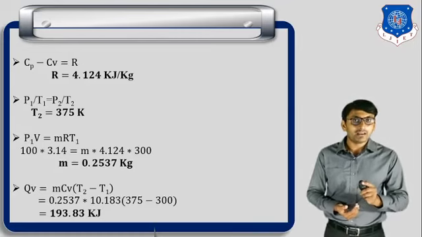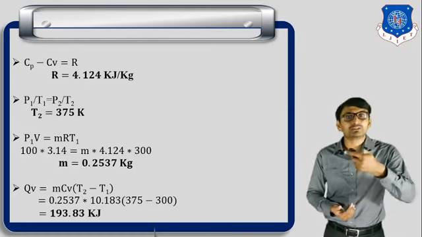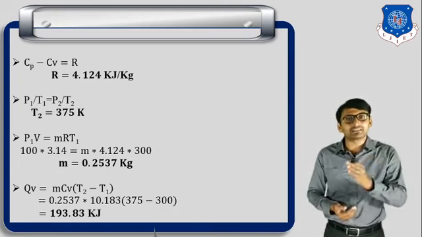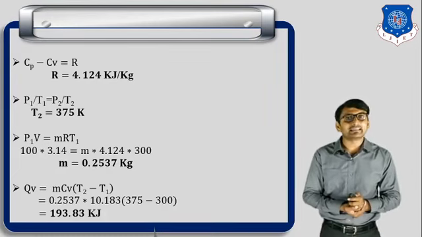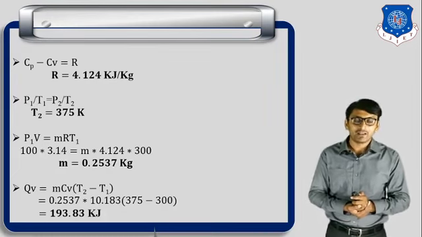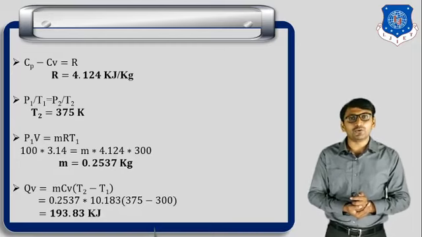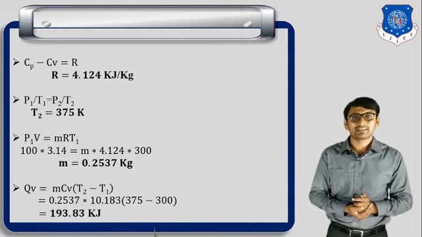Now remember, when heat is supplied to the system, we get plus answer, and when heat is rejected from the system, we get answer in negative value. So this is third example of property of gas. Okay, thank you.